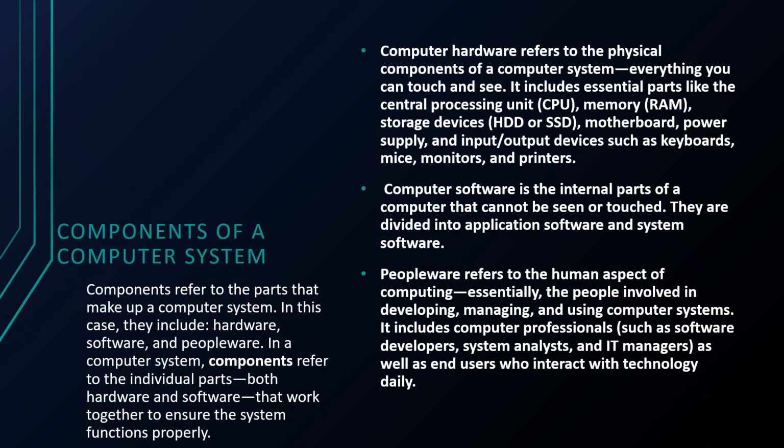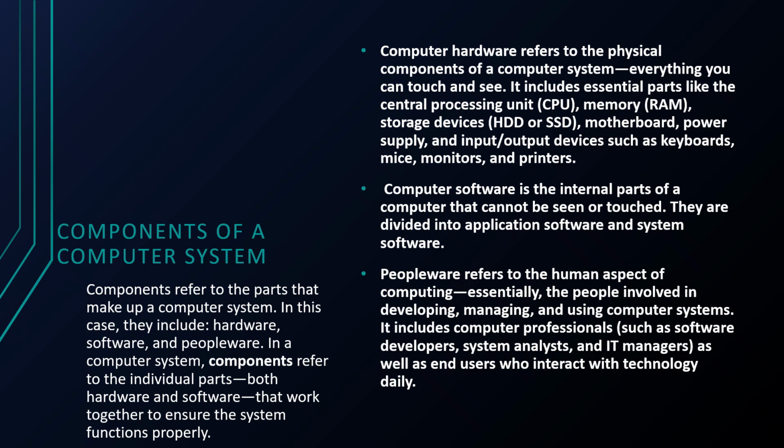Now we are going to components of a computer system. Components refers to the parts that make up a computer system. In this case, they include hardware, software, and peopleware. In a computer system, components refers to the individual parts, both hardware and software, that work together to ensure the system functions properly.